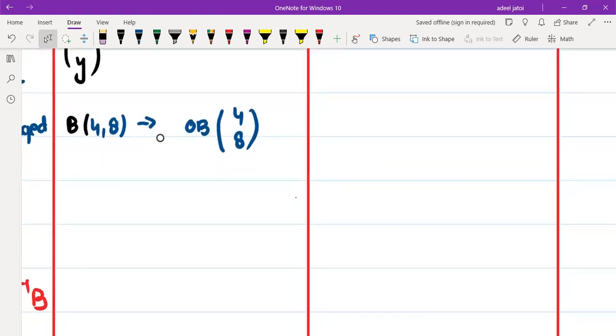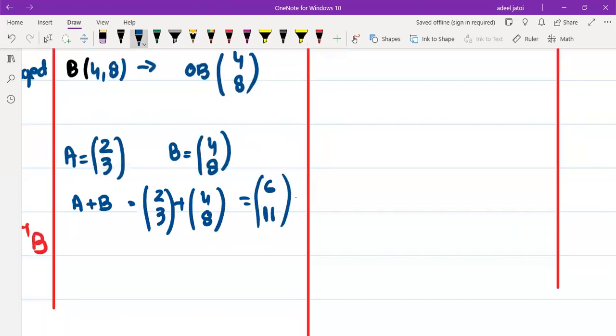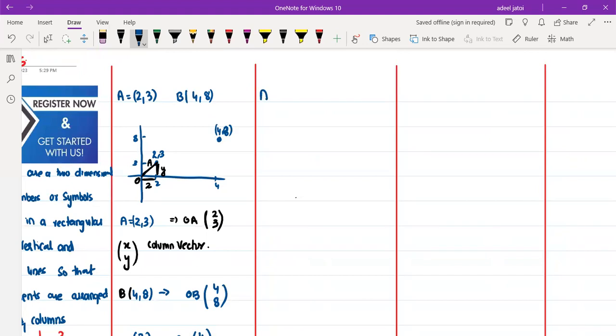Now, if I would have said that A is, let's say, 2 and 3, and B is equal to 4 and 8, and I need to add A plus B, I need to add the two matrices. So this is supposed to be 2, 3 plus 4 and 8. So that means A plus B will become 6 and 11.